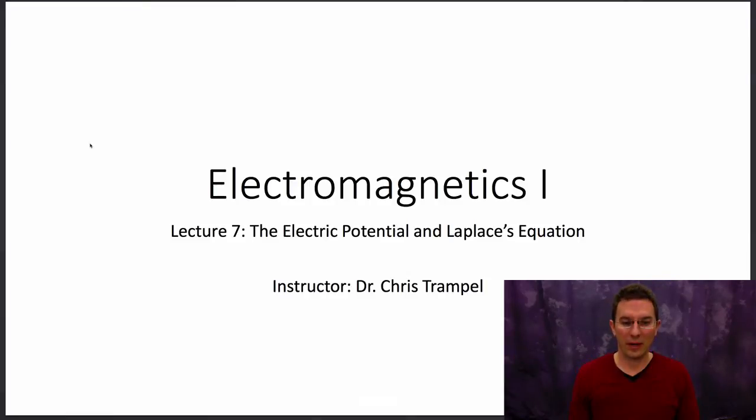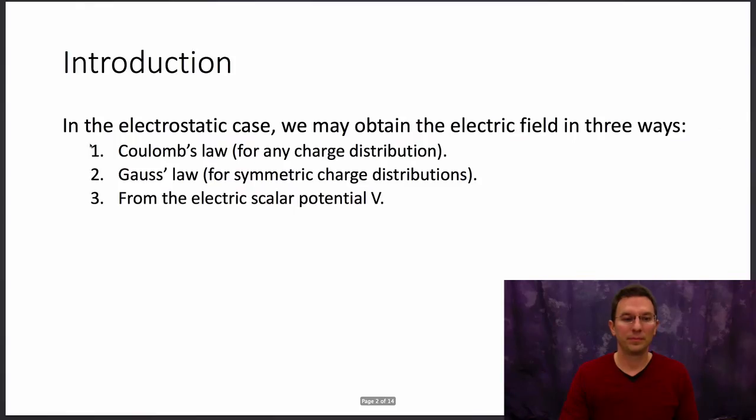We're going to be talking about the electric potential and Laplace's equation today. It turns out that in the electrostatic case, in other words, when there's no time variation and we're concerned with the electric field rather than the magnetic field, we can obtain the electric field in 3 ways. We've talked about the first 2 in previous lectures.